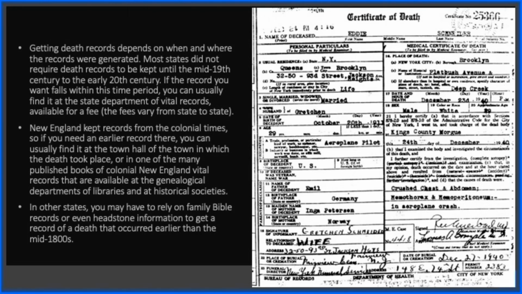Other places you can get death records, you can follow Bible records or maybe some grave indexes if they fall before the mid 1800s. And here you can see all the awesome information that we have on just one death record. You can see, of course, the name and the birth, and then the date and place of death. But you can also see what they did for a living, so airplane pilot, and how they died. They tell you all of the nasty details, and then they say in an airplane crash.